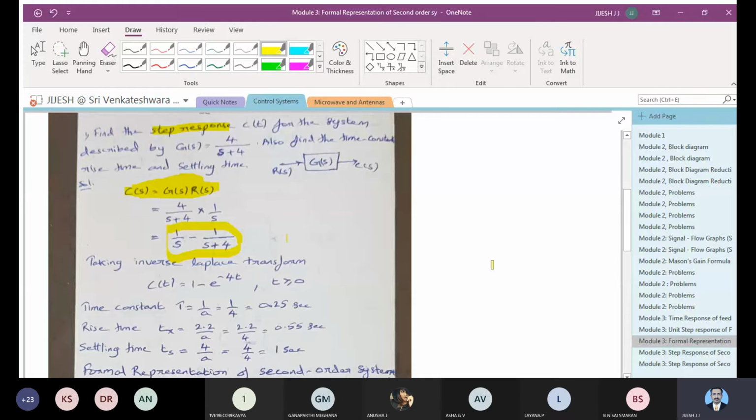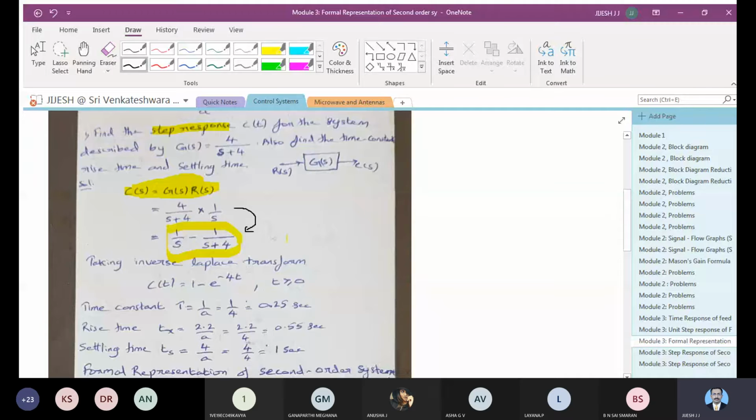So you have to write this equation in the form 1 by s minus 1 by s plus 4. Once you do this, then you can use the inverse Laplace, and you get c of t is 1 minus e to the power of minus 4t, where you have compared with the actual equation of 1 minus e to the power of minus at, and you say that a is equal to 4, and you use all these equations to simplify it further. So it's a very simple question. Once you go through the equations, it will be easy for you.